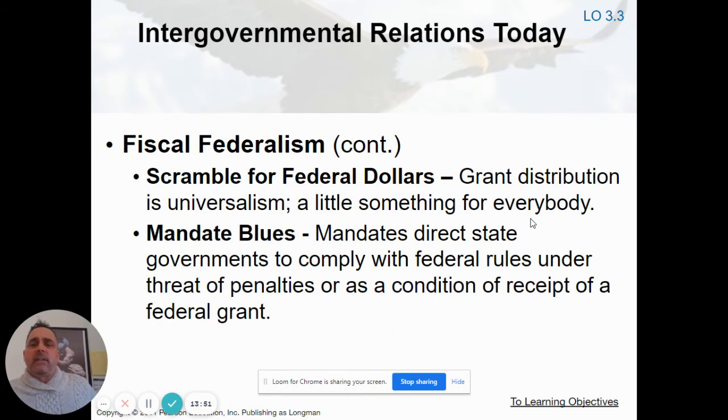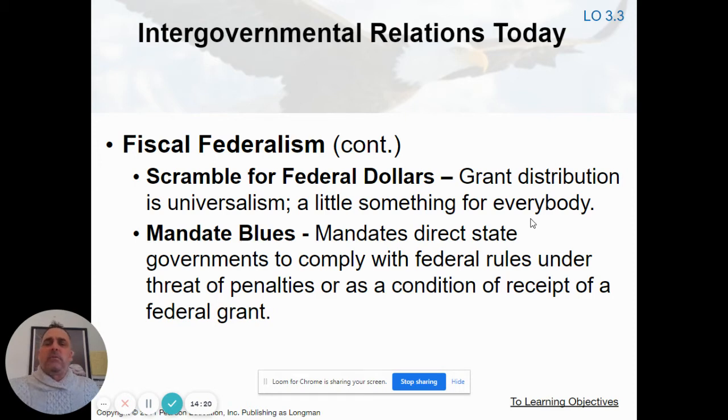States tend to like block grants a lot more. And what we've seen in the states is there's a big scramble for these federal dollars. More and more states want to receive more and more of the grant. The federal government has so much money to distribute to everyone, and you want to make sure that your state gets as much of the federal grant money as possible.